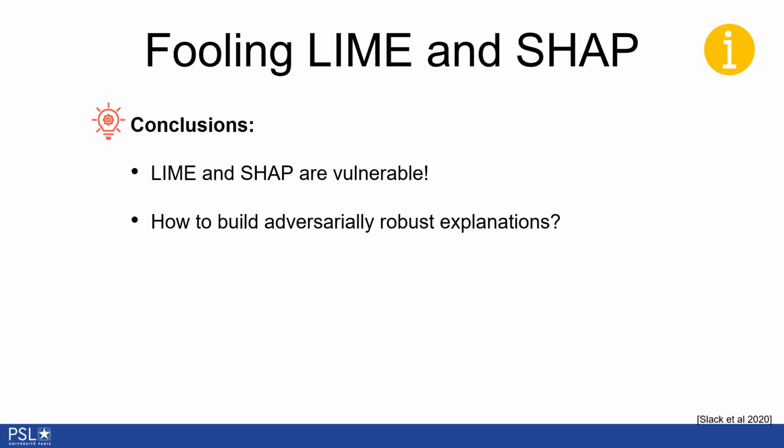This was an illustration of the results obtained by comparing LIME and SHAP on one of the three datasets used in the study. The two other datasets show very similar results. To summarize, the study by Slack and colleagues evaluated the robustness of LIME and SHAP with respect to adversarial attacks designed to deliberately hide the bias present in a black box model. Altogether, this study shows that LIME and SHAP are often very vulnerable, and this raises the question of how to build adversarially robust explanations.